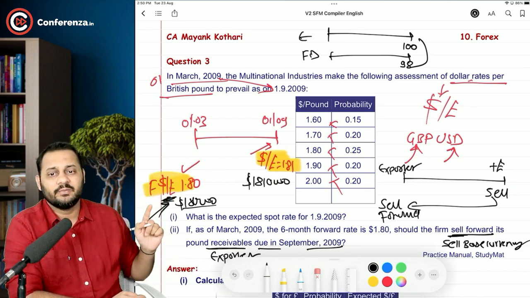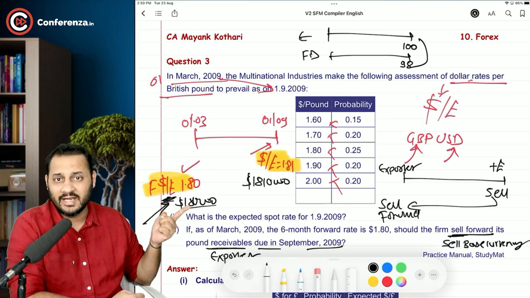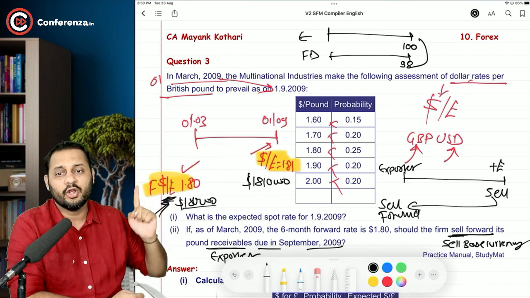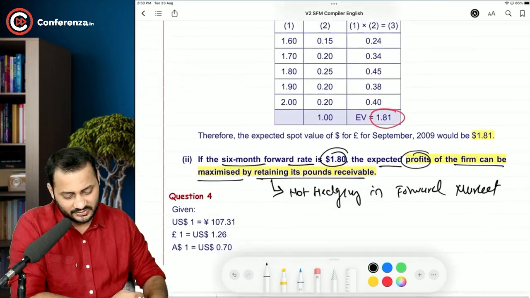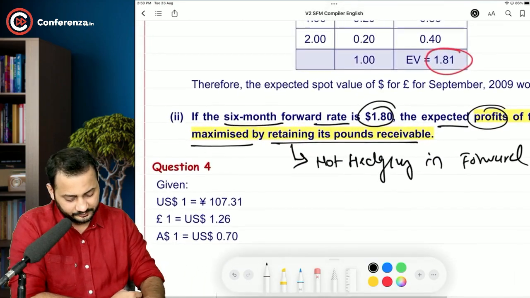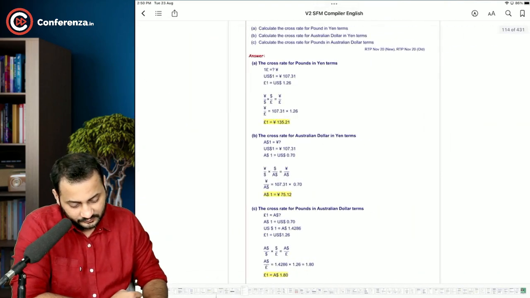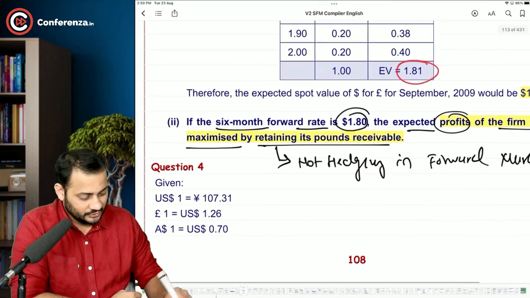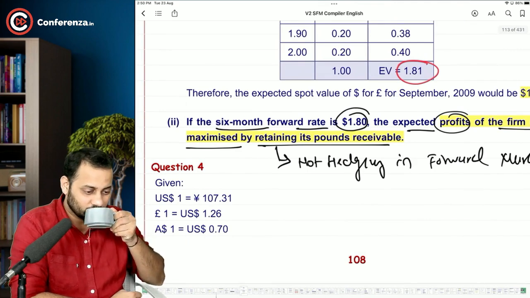So practically speaking, you should go with the forward contract. But mathematically speaking, since it is giving you fewer dollars, you will go with the spot rate, meaning you will not hedge yourself under the forward contract. So that was one of the easiest questions. Okay. Now I think we are going to discuss the cross rates. Yes, the cross rates will be there in question number 4. So with the help of question number 4, we will learn the cross rates also.